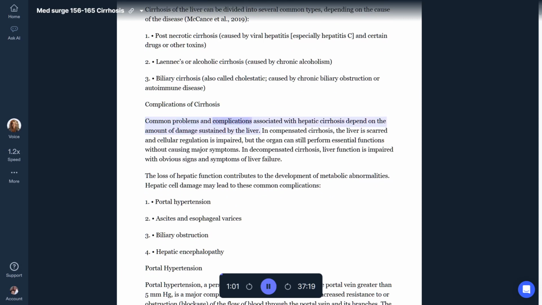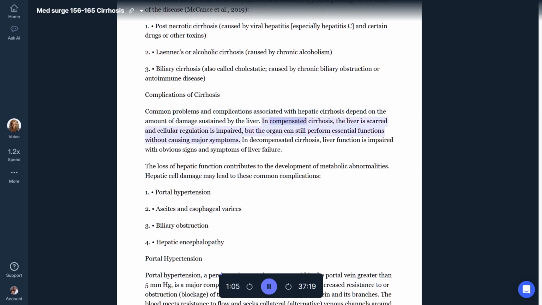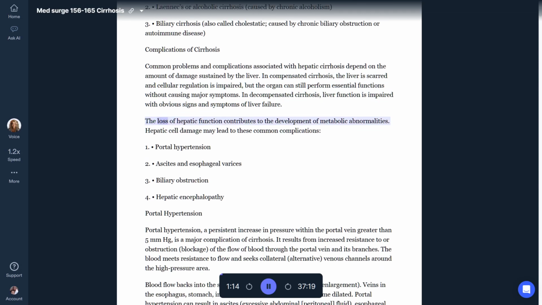Complications of cirrhosis. Common problems and complications associated with hepatic cirrhosis depend on the amount of damage sustained by the liver. In compensated cirrhosis, the liver is scarred and cellular regulation is impaired, but the organ can still perform essential functions without causing major symptoms. In decompensated cirrhosis, liver function is impaired with obvious signs and symptoms of liver failure. The loss of hepatic function contributes to the development of metabolic abnormalities.